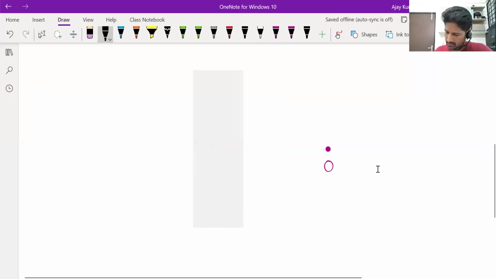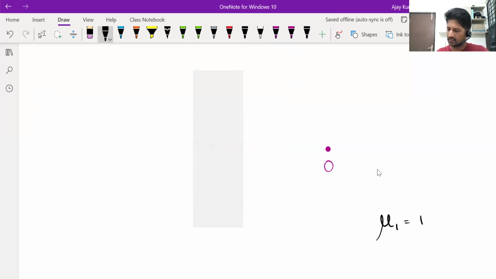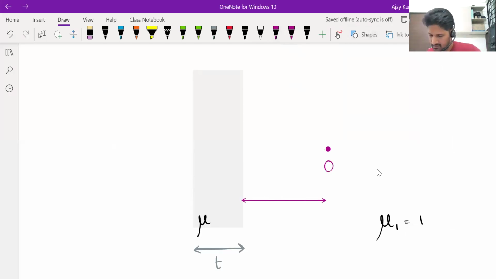What we need to know is the refractive index of the medium in which the object is present. That is air. So its refractive index is 1. We need to know refractive index of glass. Let it be mu, unknown. We need to know the thickness of the glass slab. Let it be T, that's the thickness. And we need to know where actually the object is present. Let the object actually be present at a distance D on that side, or you can call it L.